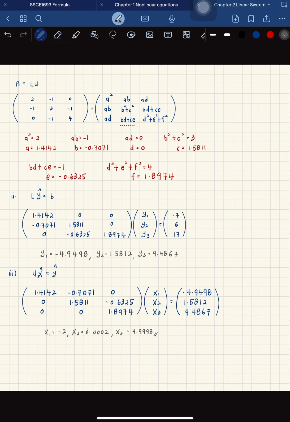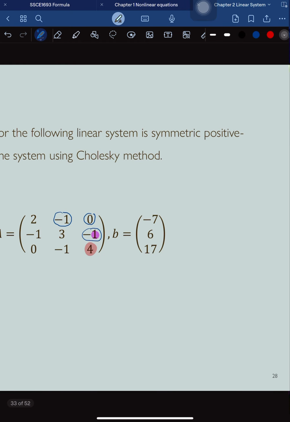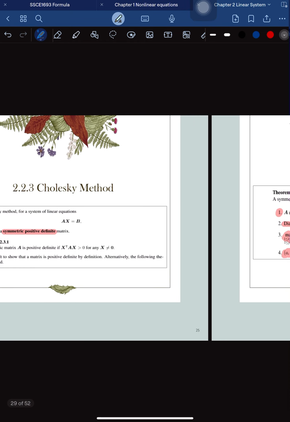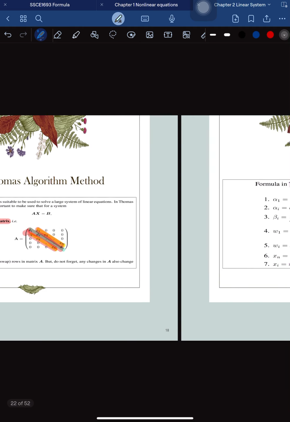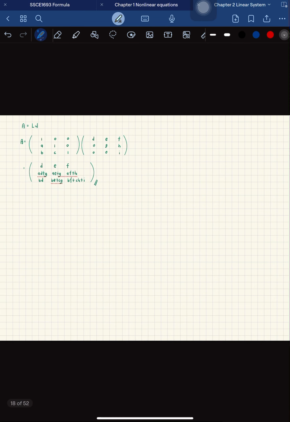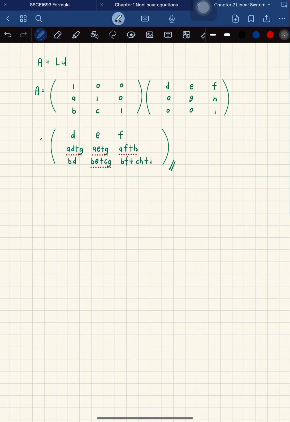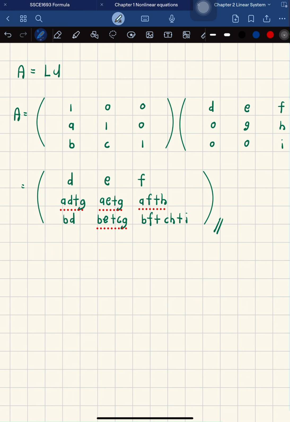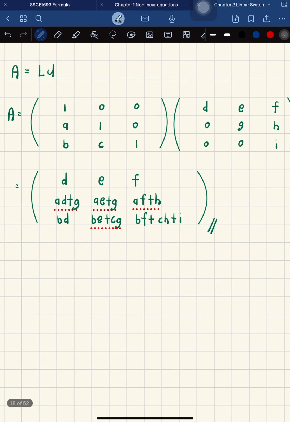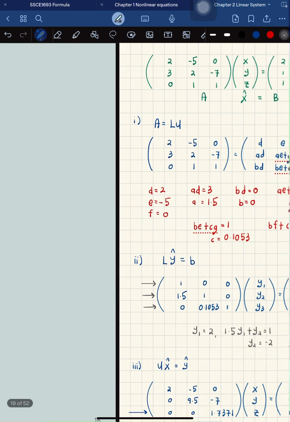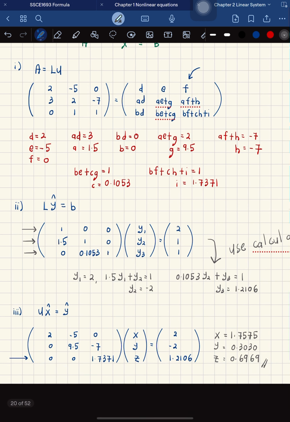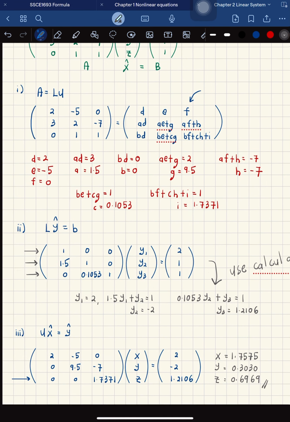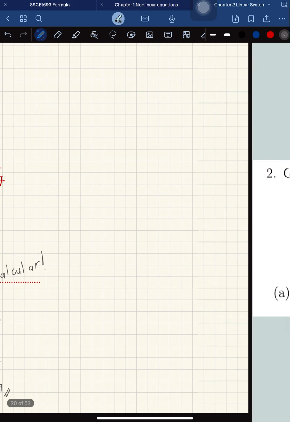Okay, so I repeat for the LU method. For the LU method, we have 3 methods. First, the Doolittle method. For the Doolittle method, A equals LU, so this is the matrix for L. The diagonal should be 1. And then U, but don't forget the arrangement. After that, we compare to find the values A until I, and then Ly equal to B and Ux equal to Y. For parts 2 and 3, you can just use your calculator.